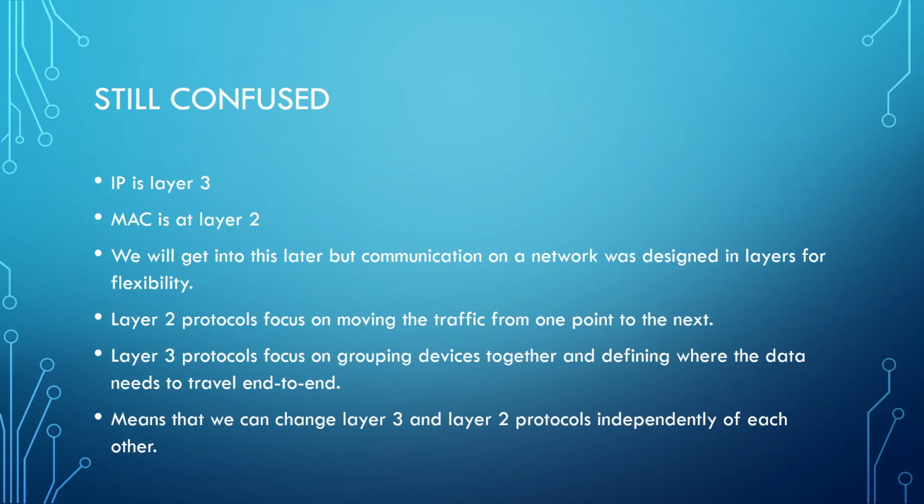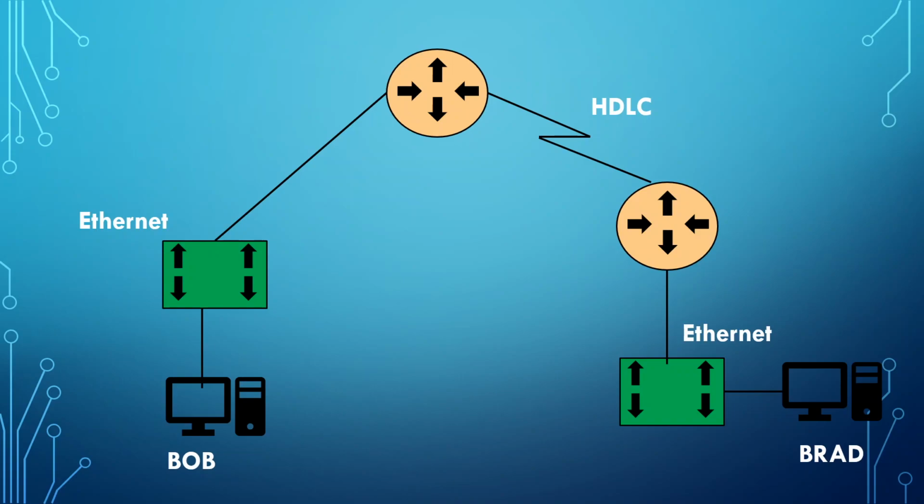Again, similar to the analogy with the GPS, even though the source and final location are going to stay the same, the streets we need to go down to reach that location are always going to change. Now what does that mean? This provides flexibility, as it means that we can change the layer 3 and layer 2 protocols independently of each other. So let's look at an example of this.